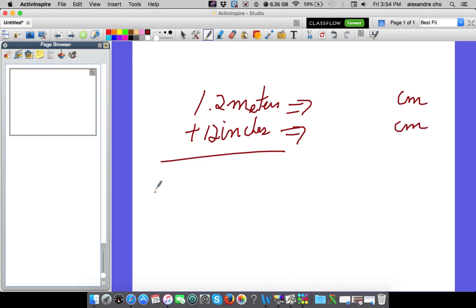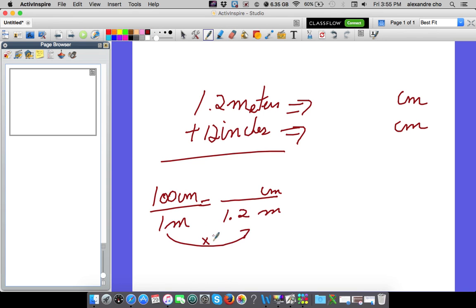Alright, so what do we know? I know that 100 centimeters equals 1 meter. That's on your sheet. Okay. So on top, centimeters, meters. What do I have? 1.2 meters. What's the relationship? Times 1.2. So on top it's going to be times 1.2. Okay, and that's going to give me 120 centimeters. So 1.2 meters in centimeters is 120.